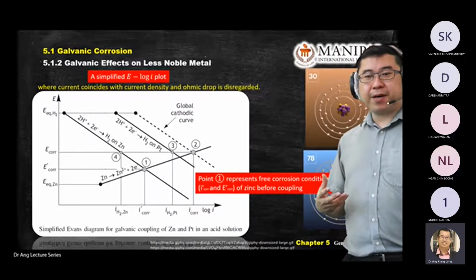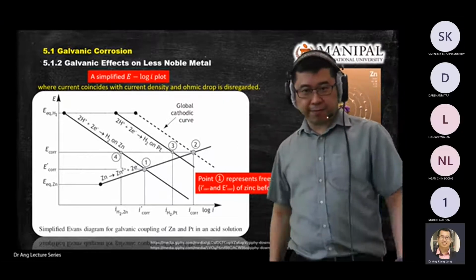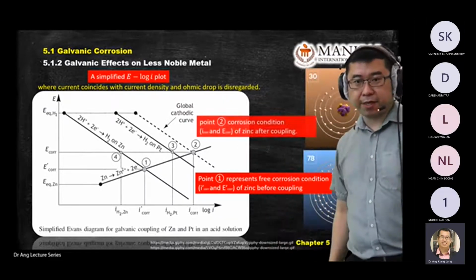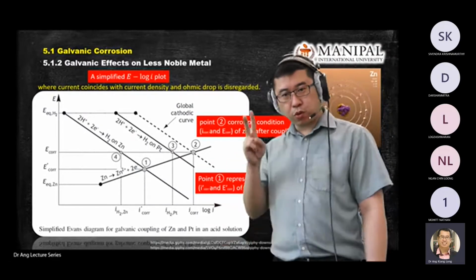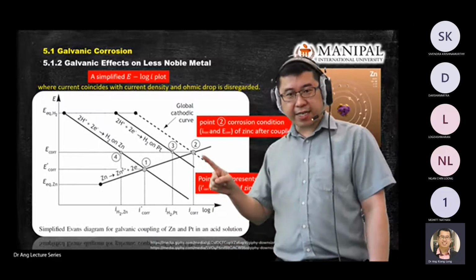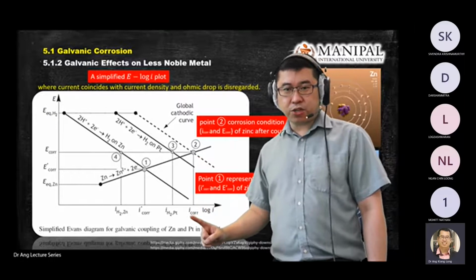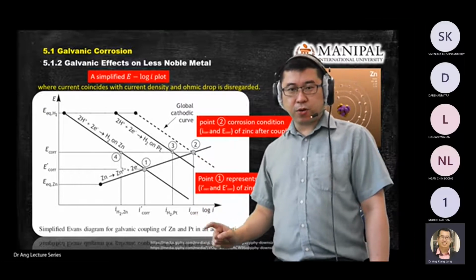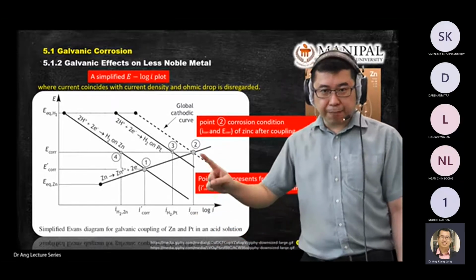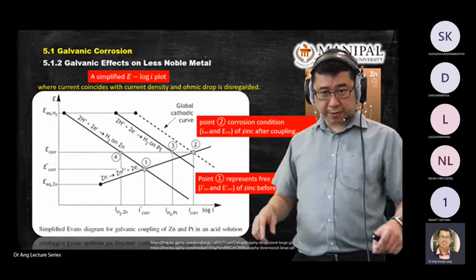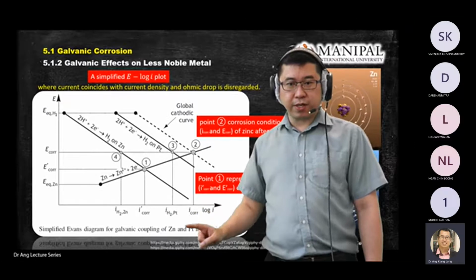Then what happens if you start coupling? What happens if the zinc meets the platinum? There is an exchange of electrons. So point 2 also gives you one coordinate, an x and y coordinate. What is your x here? It is small i corrosion, which is your corrosion rate when the coupling starts. After you do the coupling, corrosion starts, and you can calculate your corrosion rate here.